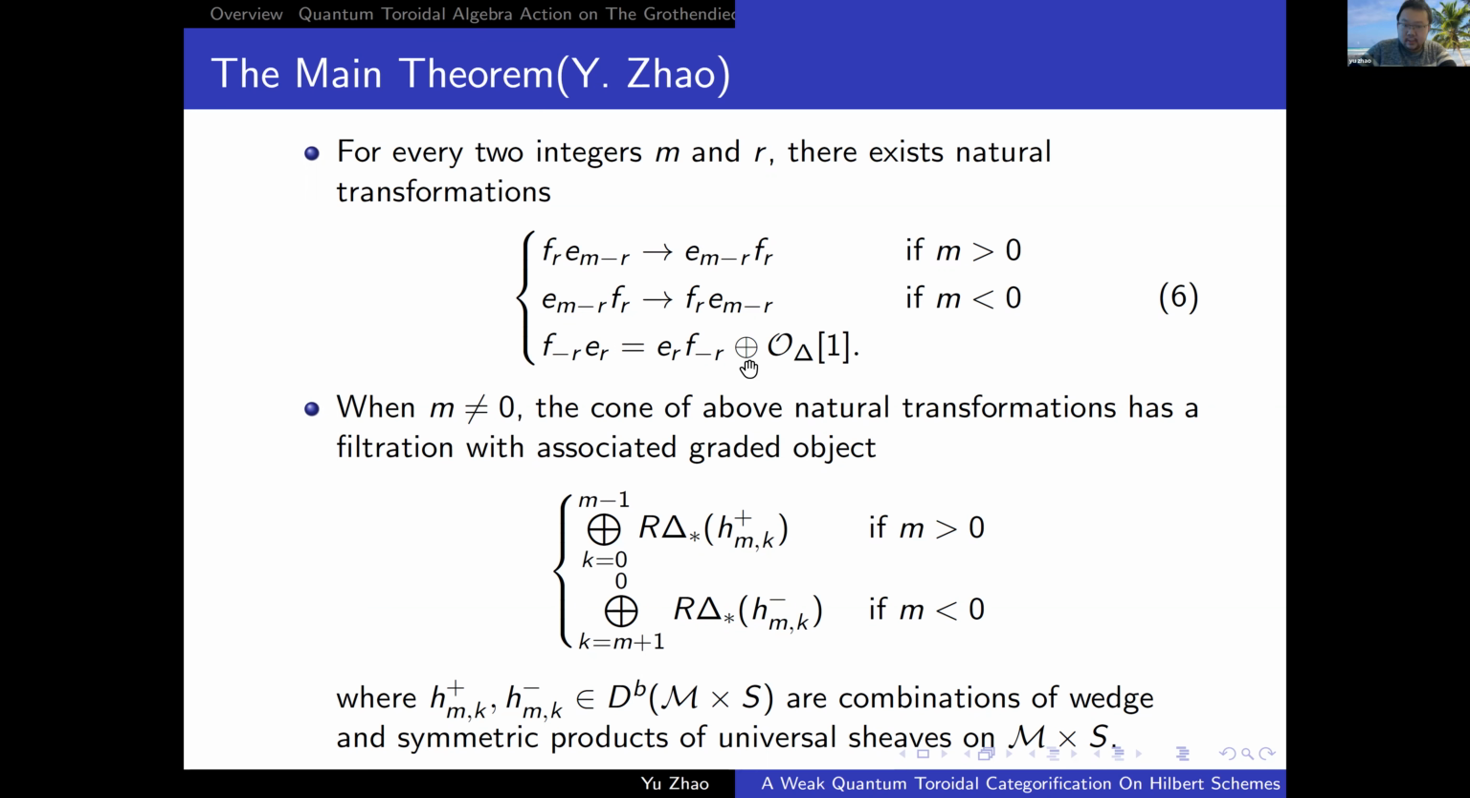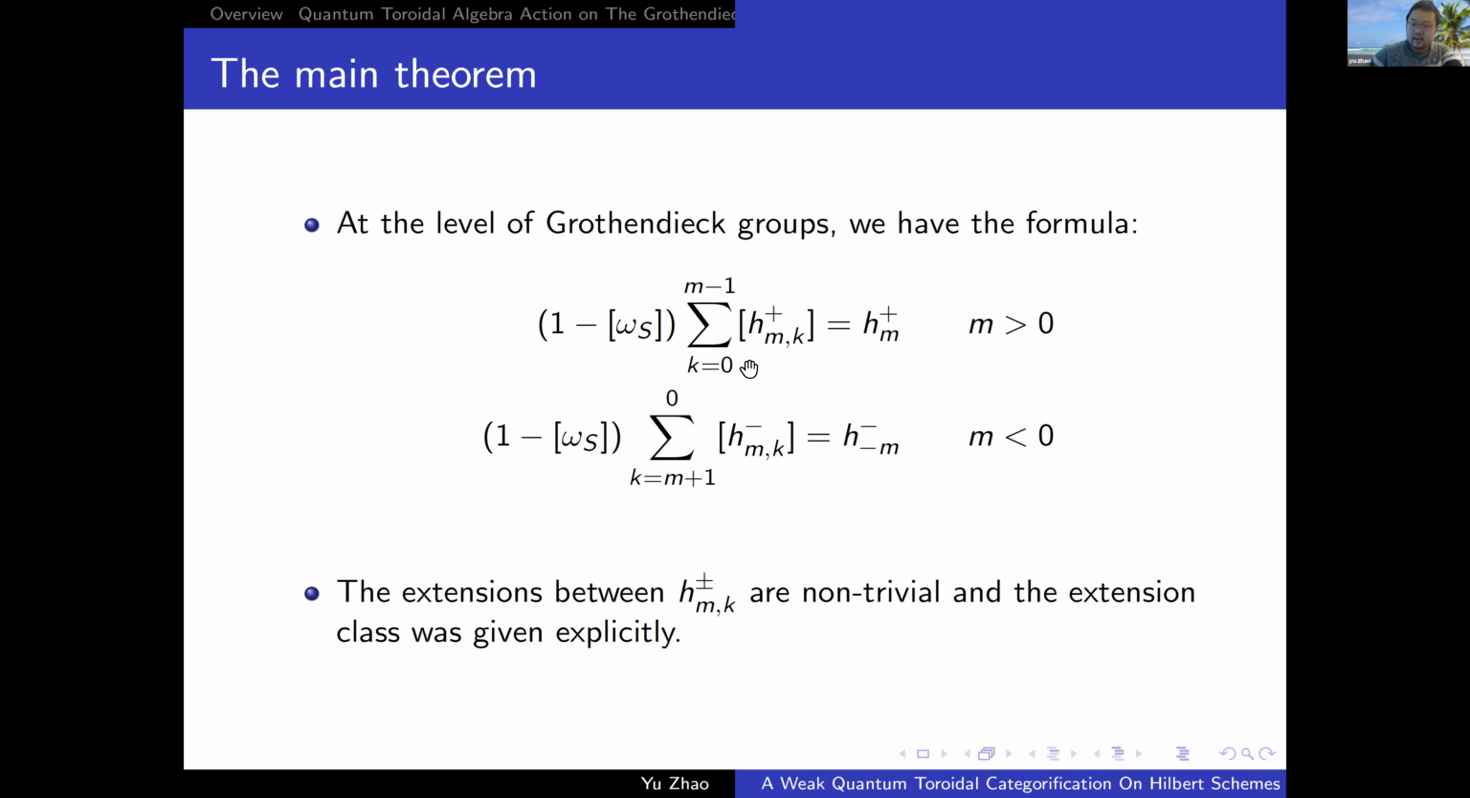of the Hilbert classification given by Anthony Carter and singularities. And the second one is that we consider the cone of this one, and we show that this cone has filtrations, and the associated graded product is also combinations of the symmetric product of universal shifts on the m times s. And the third, we show that at the Grothendieck group, it matches with the computation we have over here.